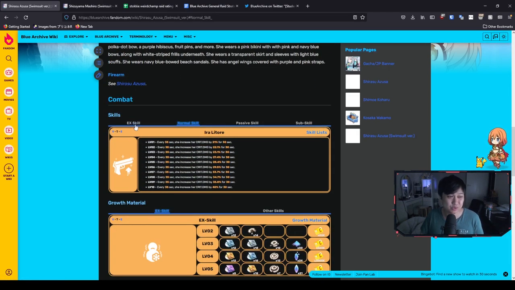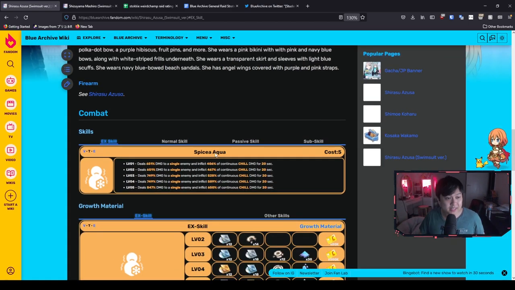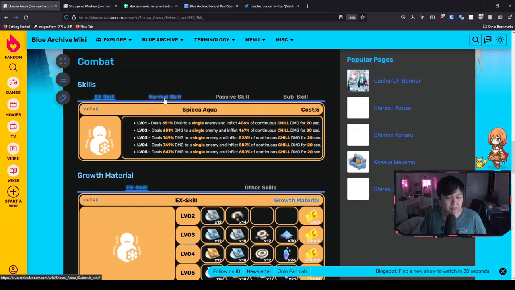But before that, I do need to go through her skills so that you know kind of what is going on. To kick things off, on her EX skill, she has big, big damage and more big, big damage. In a nutshell, that's pretty much what it is. And then next, we're going to go over to the normal skill. Let me just make that a little bit bigger.